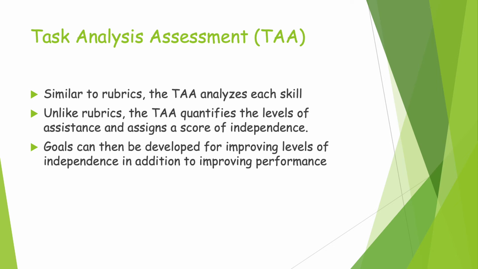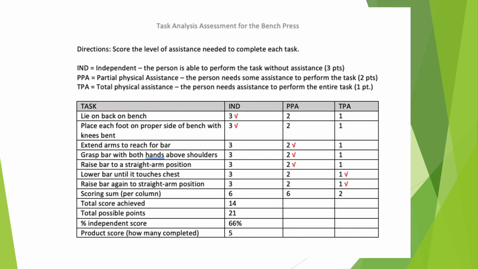Okay, so one of the unique aspects of this task analysis assessment is that it provides both a qualitative and quantitative way to measure a skill. So first, the skill would be analyzed sequentially. Then levels of assistance are given a quantitative value. So for instance, total physical assist might be a 1, partial physical assist would be a 2, and independent would be a 3. And a student who must be physically put through the full motion of the task would receive a score of 1. And then from there, you can either remove prompts, remove verbal cues, and use that to write goals, physical education goals for the student. And here is an example of a task analysis assessment for the bench press.